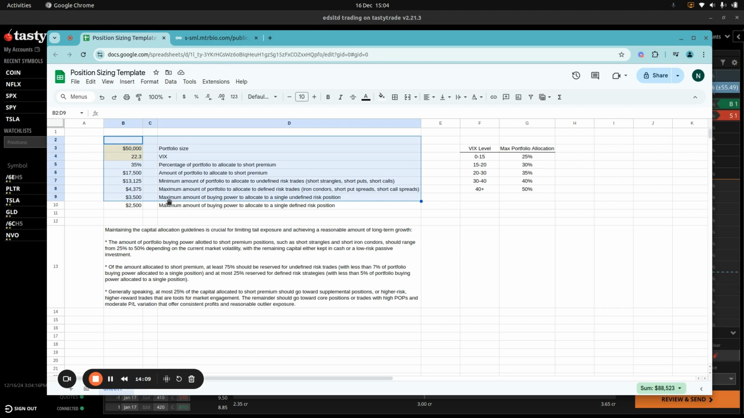And at this point, all you need to do is use this information to form the backbone of your portfolio. It will tell you the maximum amount of buying power to allocate to undefined risk positions, defined risk positions, and how much of your portfolio you should be allocating to short premium strategies in general. As long as you follow this, you will be absolutely fine over the long term, and you won't run into any issues causing you to blow up your account or anything like that.